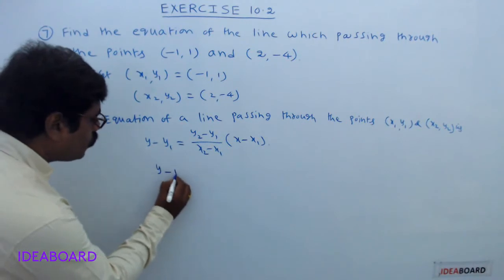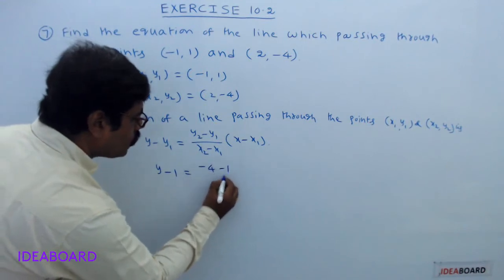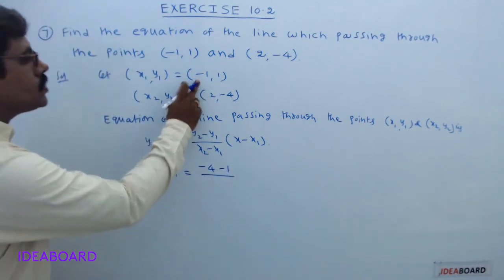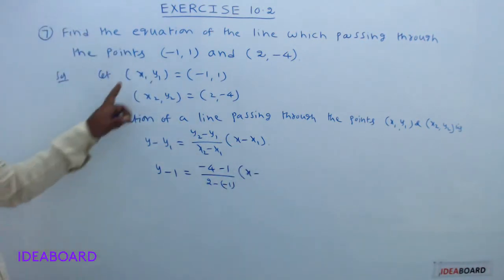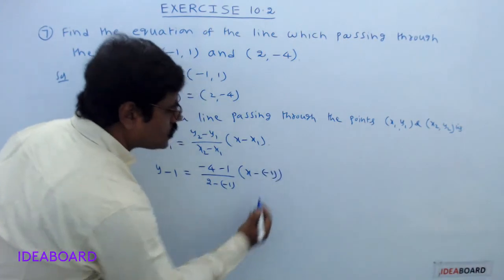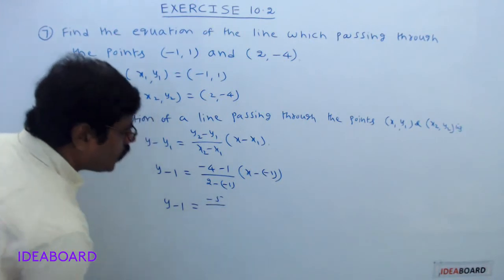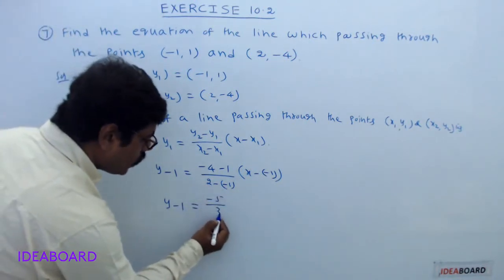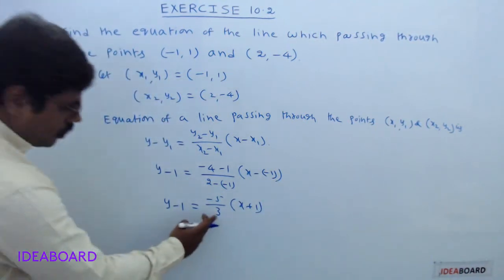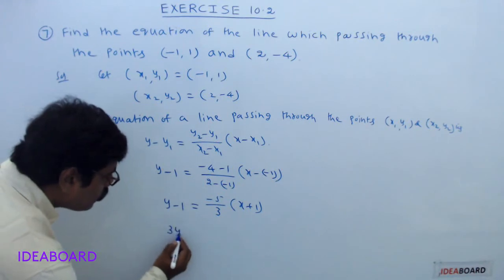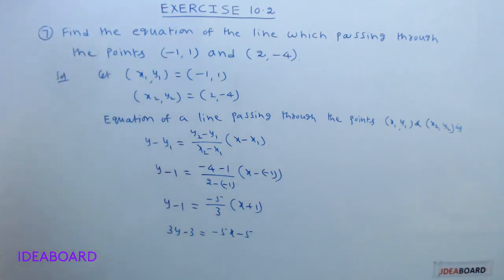y minus y1, so y minus 1, equals (y2 minus y1), so -4 minus 1, divided by (x2 minus x1), so 2 minus of minus 1, into (x minus x1), so x minus of minus 1. It is y minus 1 equals -5 divided by 2 plus 1, that is 3, into (x plus 1). Now do the cross multiplication: 3y minus 3 equals -5x minus 5.